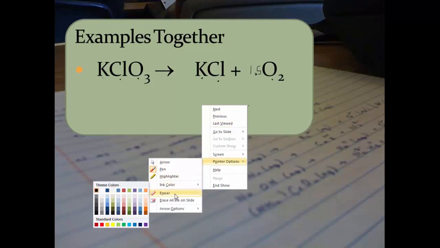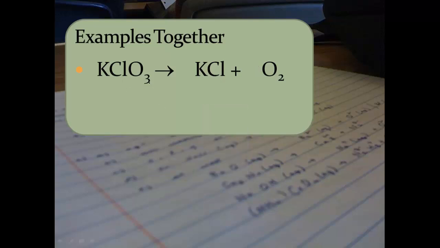So when we have this 3-2 situation, I like to call it the 3-2 switcheroo. So I take my 3 from one side and I put it over as a coefficient on the other side. And I take my 2 from this side on the products and I put it over on the reactant side. Essentially what that does is it makes it to where I have 6 oxygens over here and 6 oxygens over here. So that has now balanced my oxygen. So my oxygen is good.